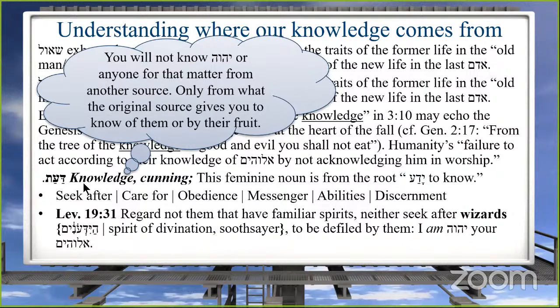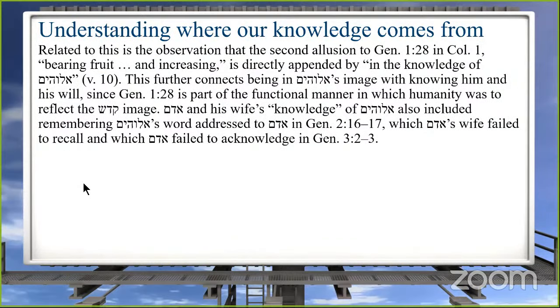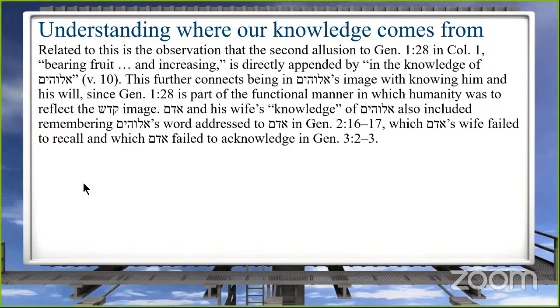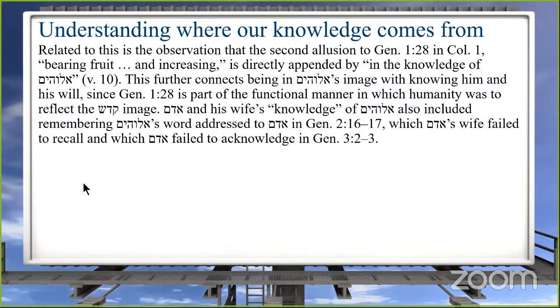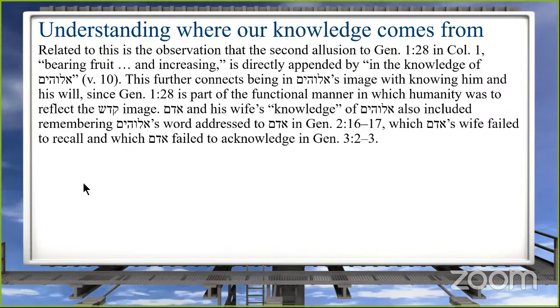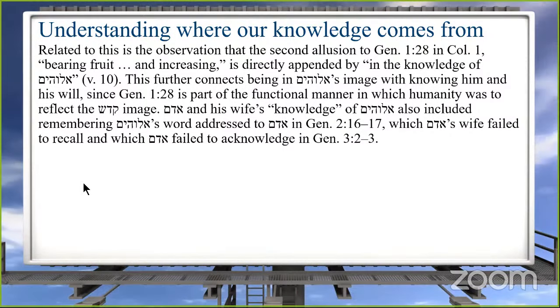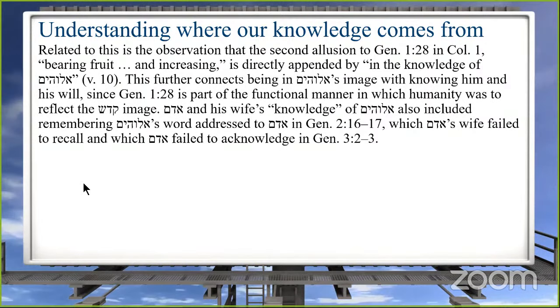Let me just hit the button. All right. So, related to this, the observation that the second allusion of Bereshit Genesis 1:28 and Colossians, bear fruit and increase, which we just read, right? Bear fruit and increase is directly appended by the knowledge of Elohim.